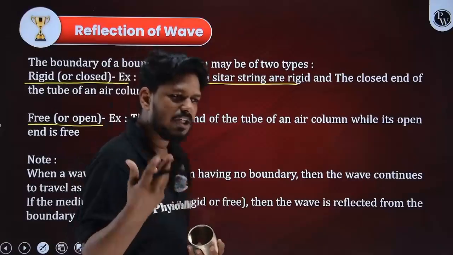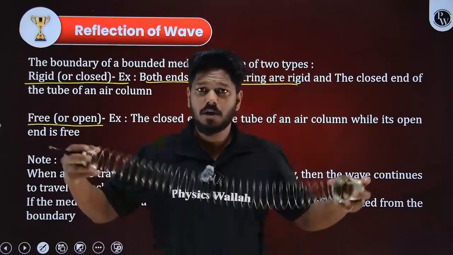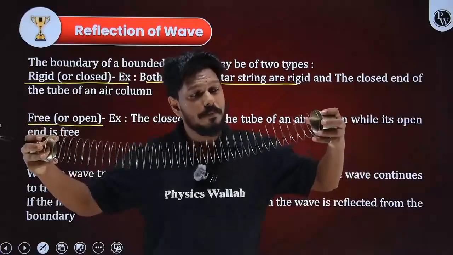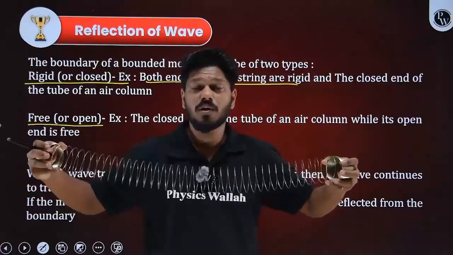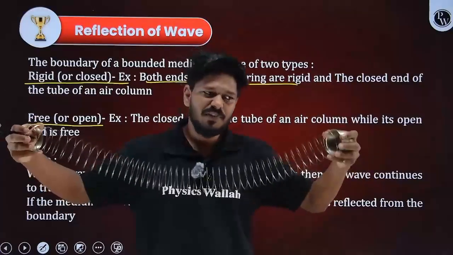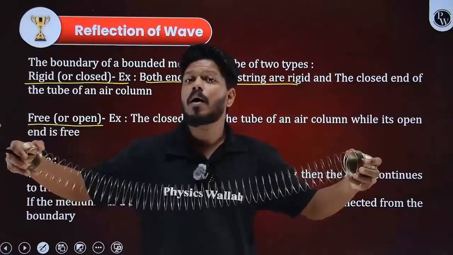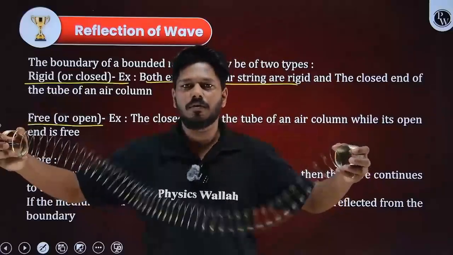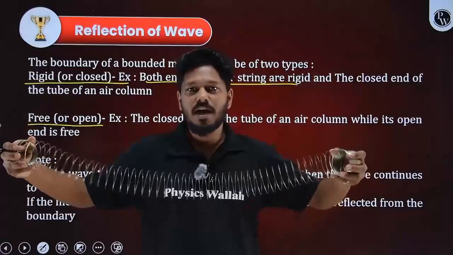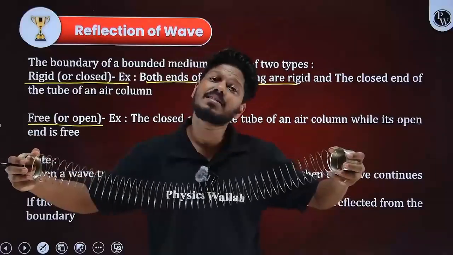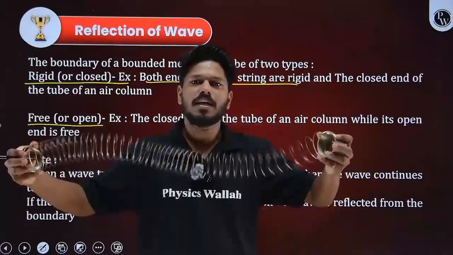What do I mean by open end? If one end is closed while another end is open. So if I am going to move this hand, and when the wave comes here, this hand is also going to move. Now observe what is going to happen. Last time when I didn't move my hand, the upward wave after getting reflected came back as a downward wave. But when I move my hand along with the wave, the upward wave will return back as upward wave itself. Can you see?